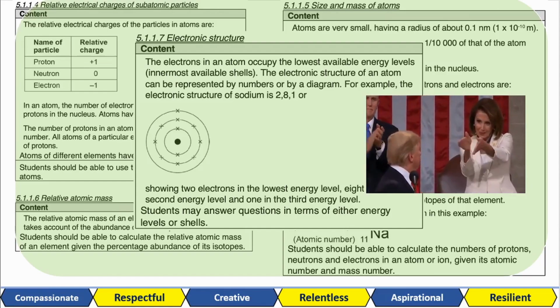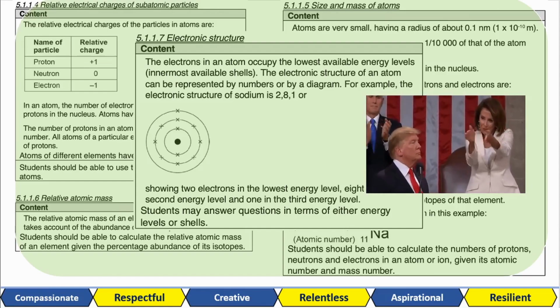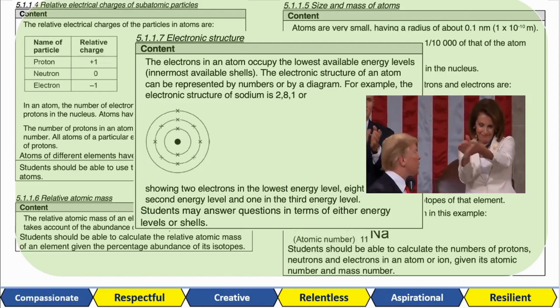We looked at the masses and charges of the different subatomic particles, and we also looked at electronic structure.